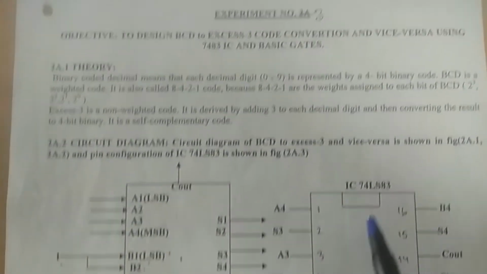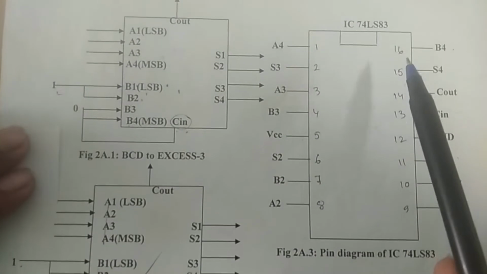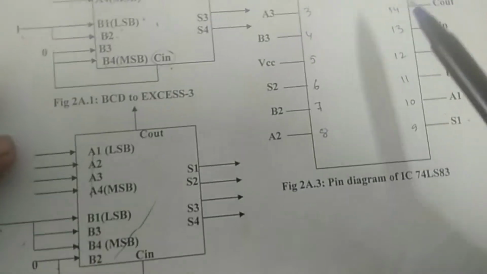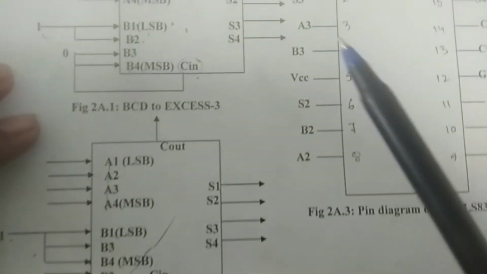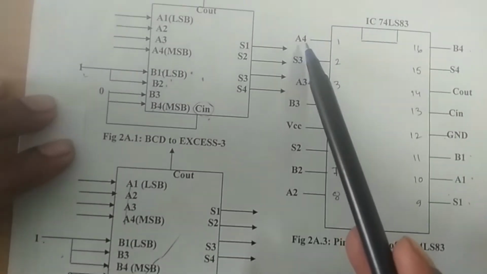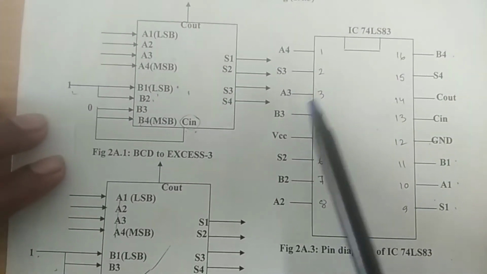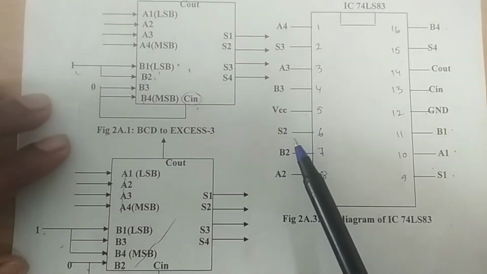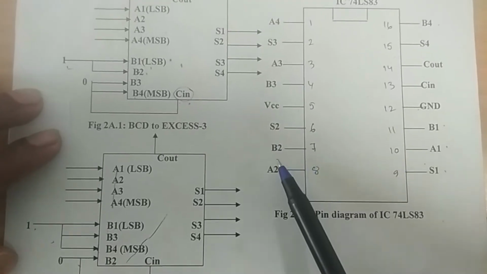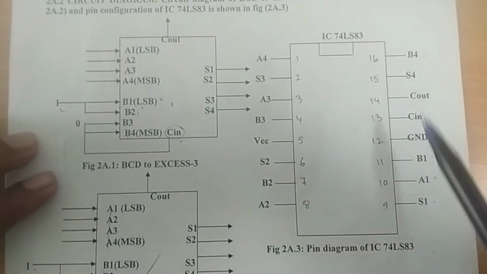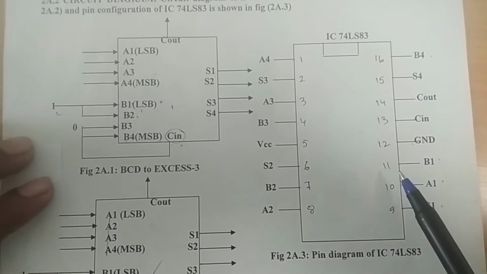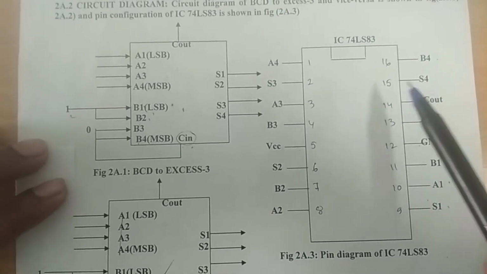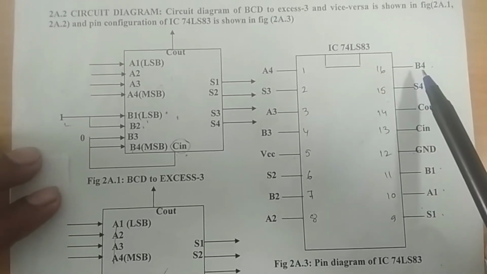You see, this is the IC of 7483. In this IC, there are a total of 16 pins. Pin number 1 is A4, pin number 2 is S3, pin number 3 is A3, 4 is B3, 5 is VCC, 6 is S2, 7 is B2, 8 is A2, 9 is S1, 10 is A1, 11 is B1, 12 is ground, 13 is C in, 14 is C out, 15 is S4, and 16 is B4.